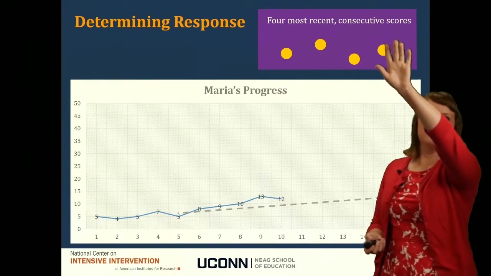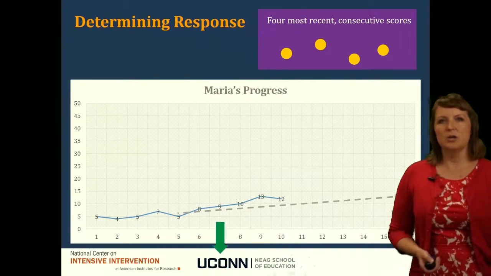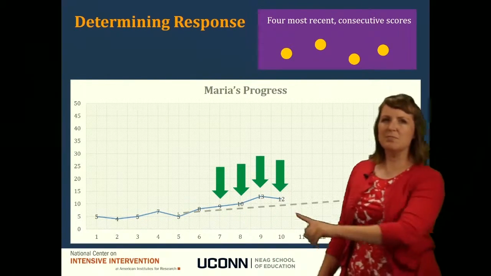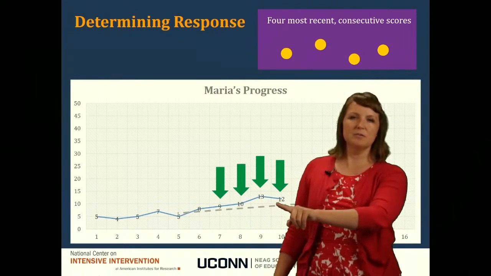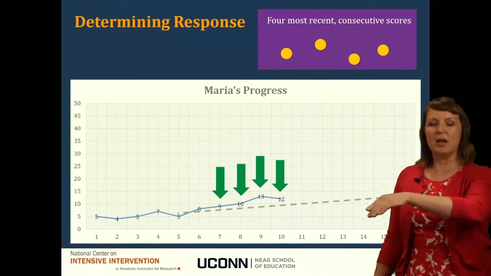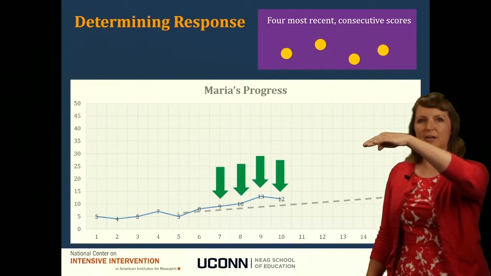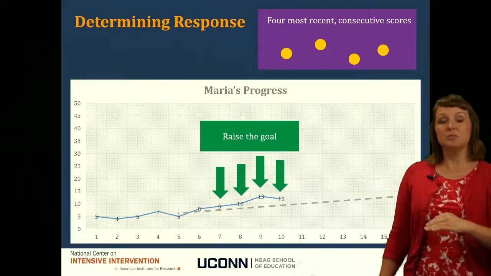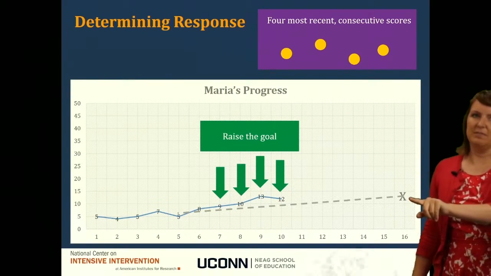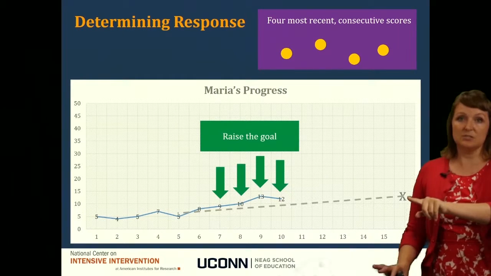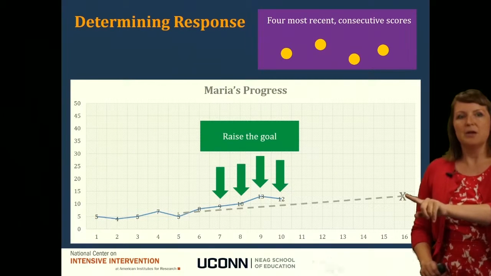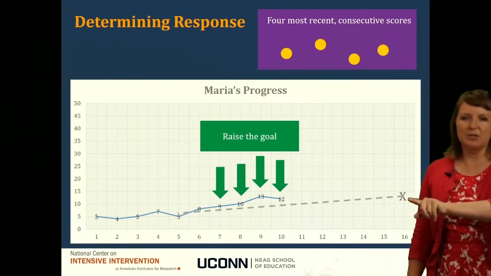Now I want to look at the 4 most recent consecutive scores. So those would be here, here, here, and here. Now what do you notice about these 4 most recent scores in location to the goal line? They are above the goal line. So that means it's time to raise Maria's goal. Now this goal that I set for Maria, I ended up using the slope method; this was the inter-individual framework for Maria. So I used the inter-individual framework to set this goal.